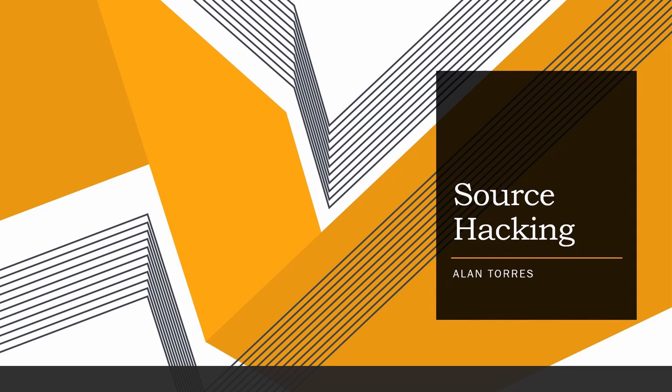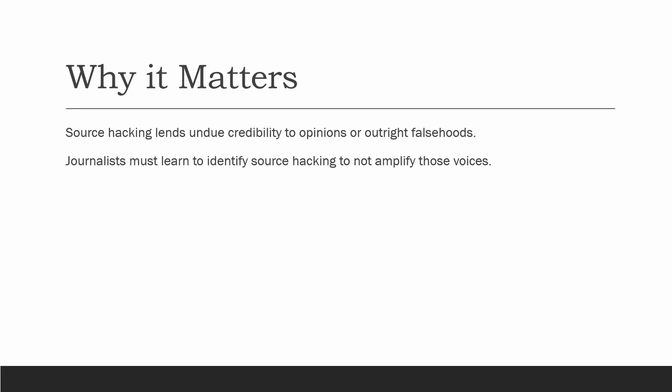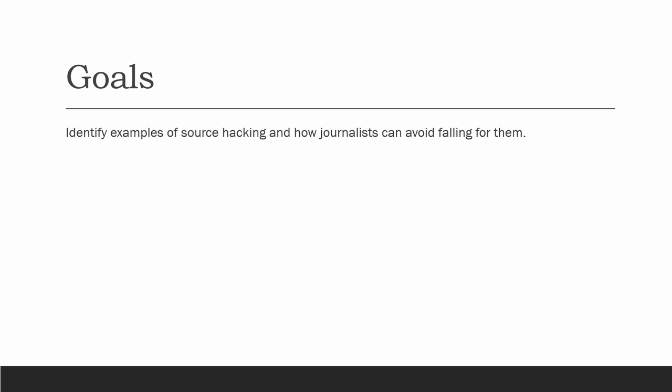Source hacking is a disinformation technique where the individuals spreading disinformation attempt to hide the source of said information. This technique can give opinions or outright falsehoods more credibility than they deserve, and is often used to trick journalists to cover something they wouldn't have covered otherwise.